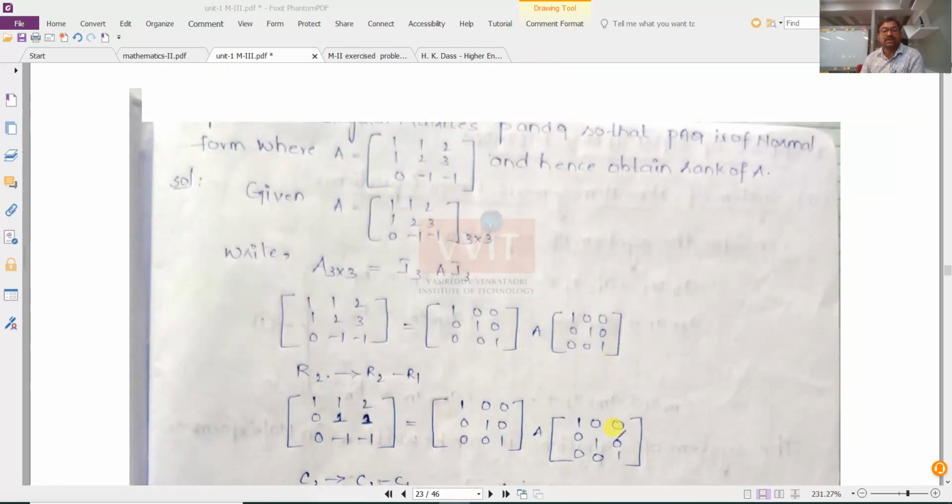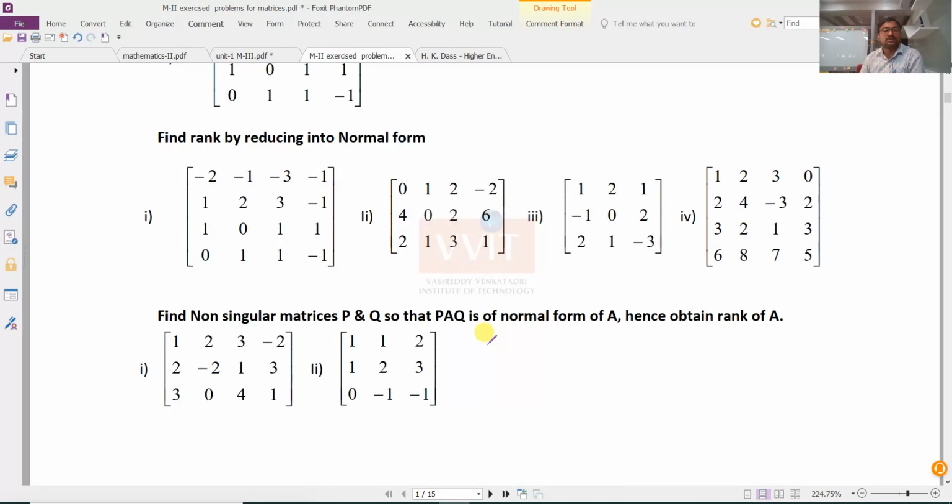Similarly, you may try another set of problems here. So similarly, you may try this set of problems also. PAQ equal to normal form.